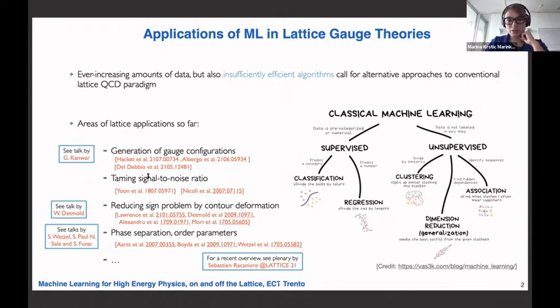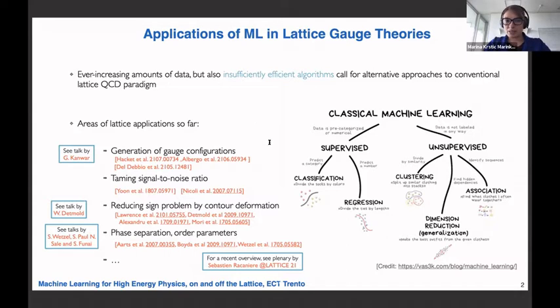Then there will be, in fact, a talk, I missed adding a point here, but there will also be a talk on applications to signal to noise ratio, as well as to the application of introducing this contour deformation to reduce the sign problem.